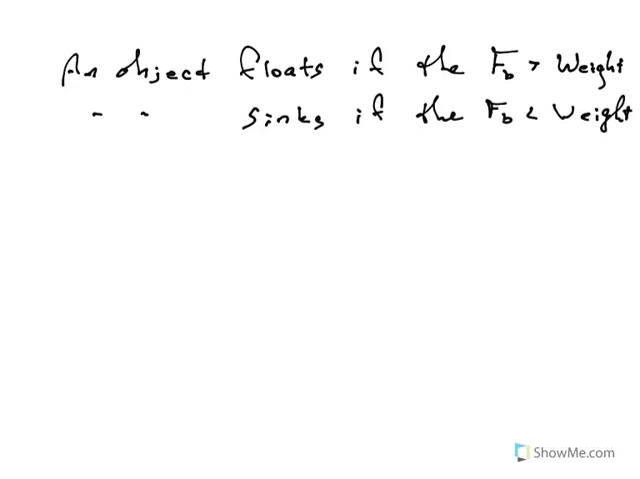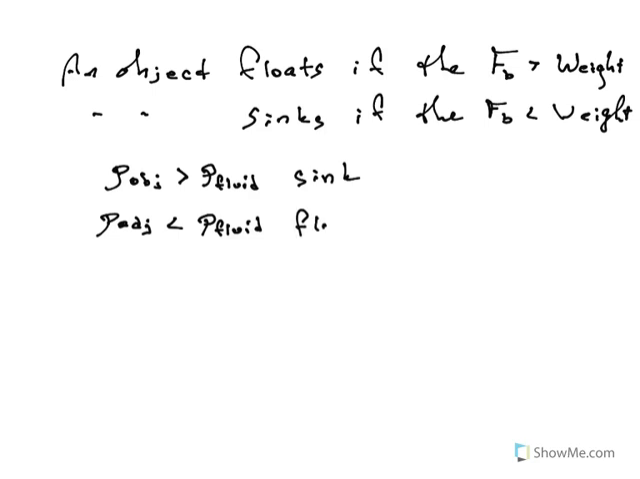And that's why some things sink and some things float. Now, how can you tell if something's going to sink or float? Well, it turns out that if the density of the object is greater than the density of the fluid, the object will sink. So if an object is more dense than water, if you place it in the water, it'll sink. If the object is less dense than the water or the fluid, it'll float.